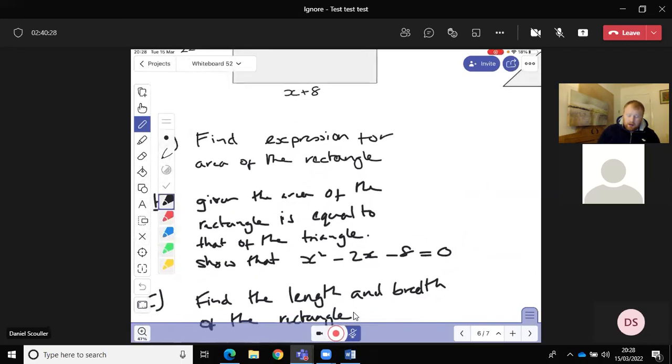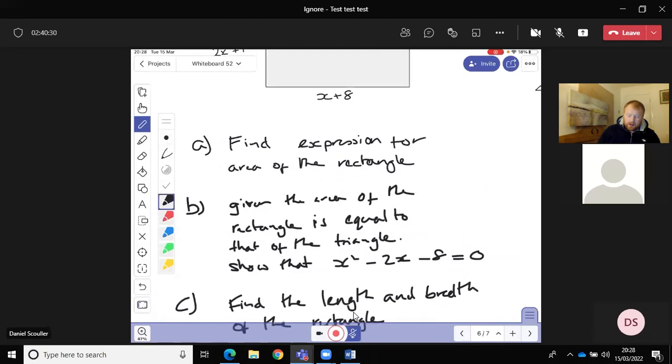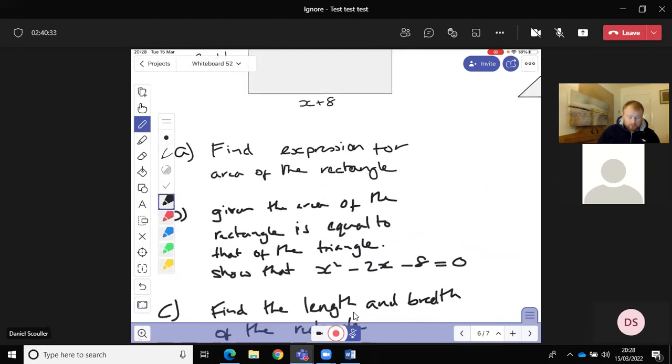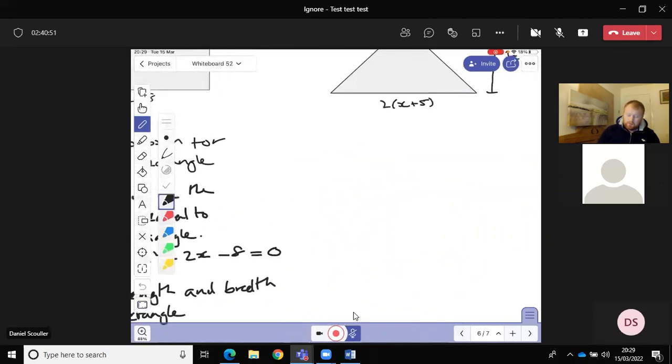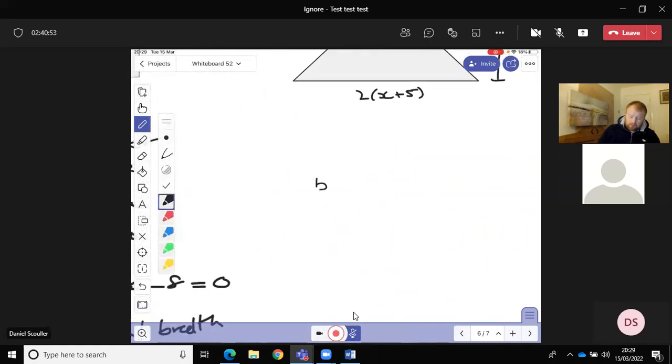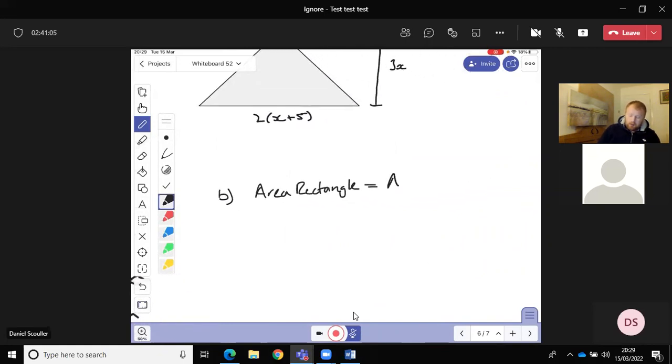So, given that the area of the rectangle is equal to that of the triangle, show that x squared minus 2x minus 8 is equal to 0. That's quite an odd thing to put. So let's walk through what that's telling us, or what it wants us to do. We just write b here. It's saying the area of the rectangle is equal to the area of the triangle.